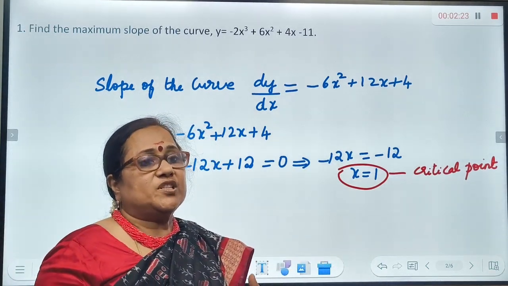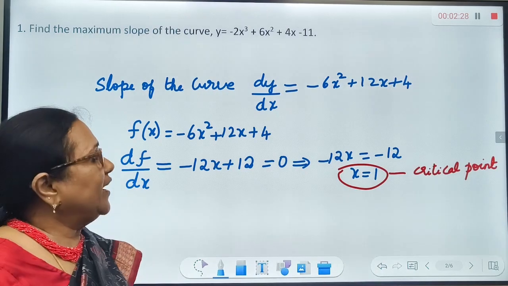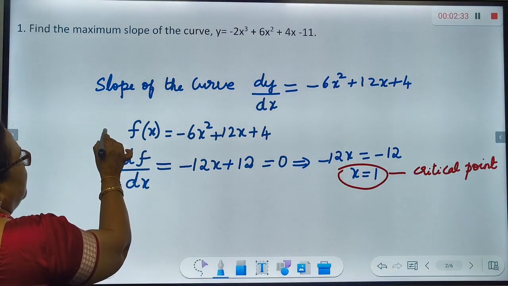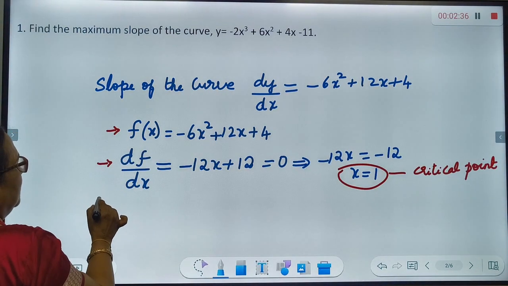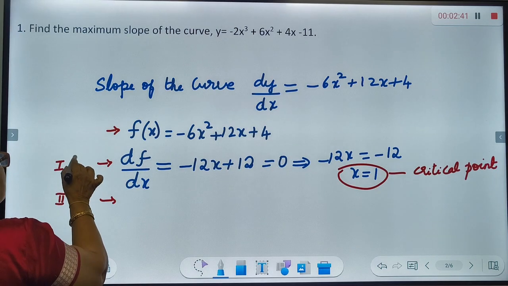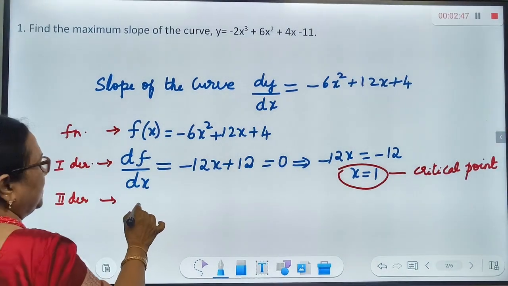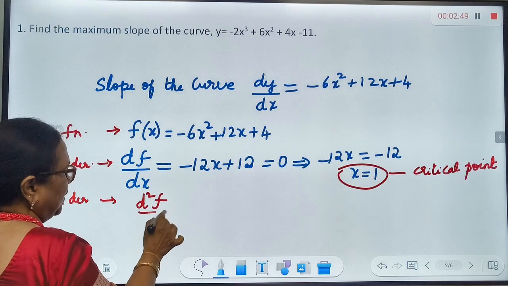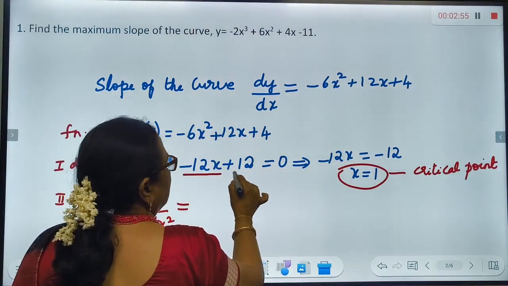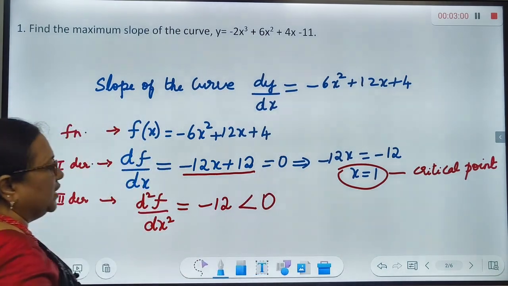We have been doing the first derivative test, but the second derivative can also be used to find whether a function has maximum or minimum. This is the given function. This is the first derivative. Now I am going to find the second derivative. What will be the second derivative, d square f by dx square? You have to differentiate this, which gives me minus 12, which is less than 0.